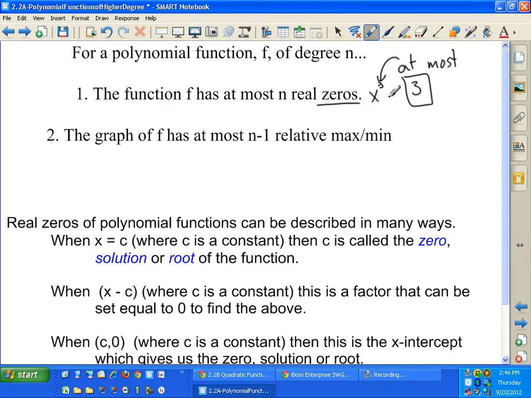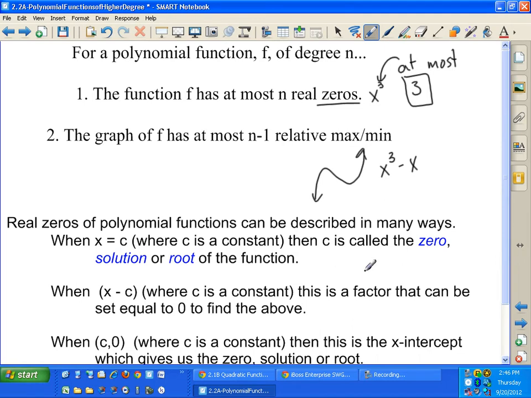Then, to find the number of maximum and minimums, for a cubic function you might get something that looks like this. If this was x cubed minus x or something like that, you're going to get turns where it turns back on itself, and those are where the maximums and minimums appear. It is always n minus 1, one less than the actual power. So you can see there's 1 maximum and 1 minimum in this one, so there are two relative maximums and minimums in this function, which is 1 less than the degree that I was talking about.